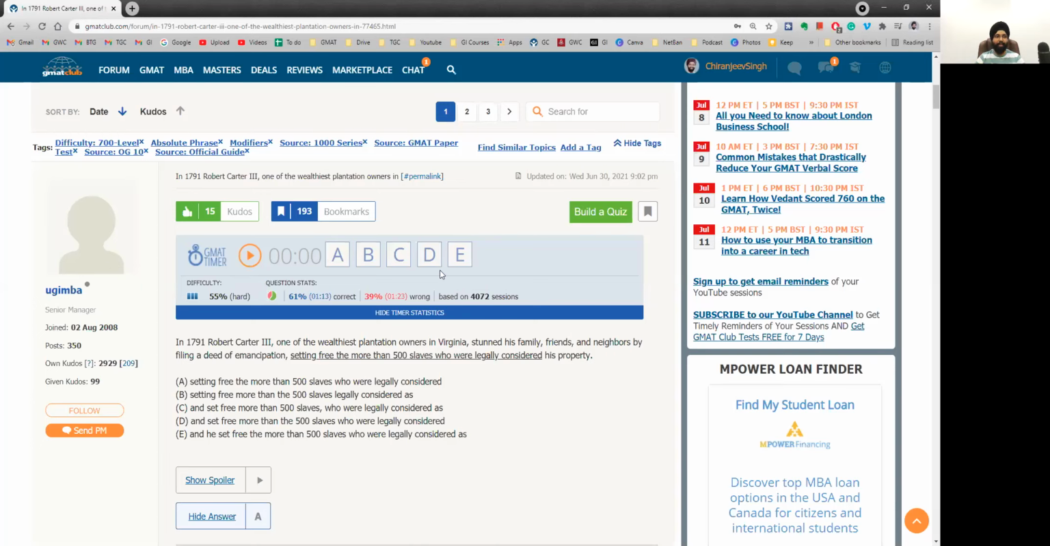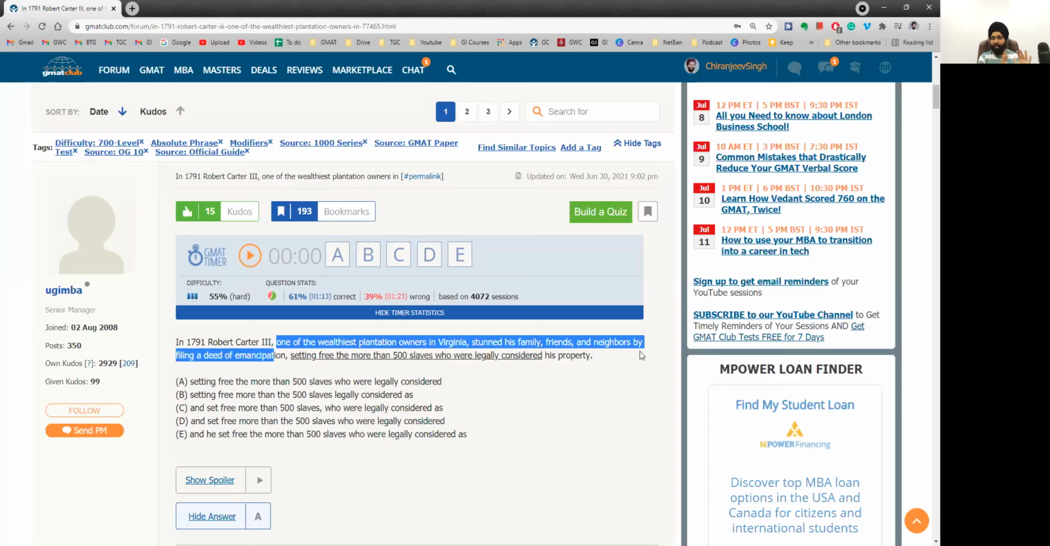But this is a very unique case, and how I would understand this as possible is that filing a deed of emancipation is a part of this whole clause. It's not a separate modifier. It's not a separate comma modifier presenting additional information about the clause. And it's very clear that Robert Carter is the doer of the filing, meaning-wise.